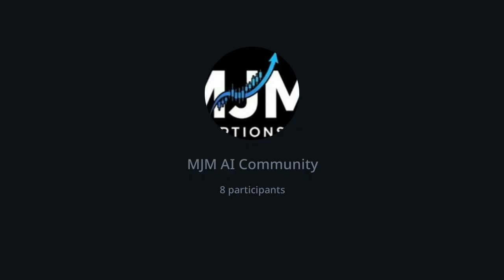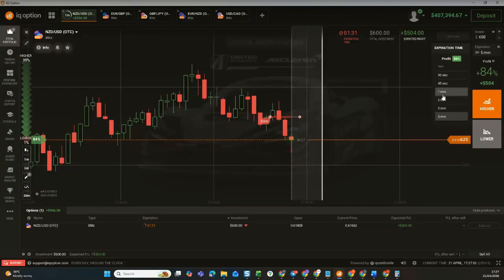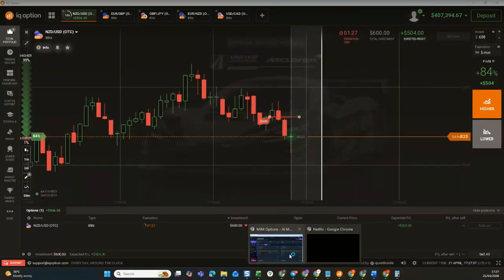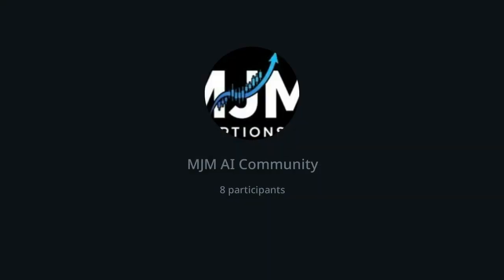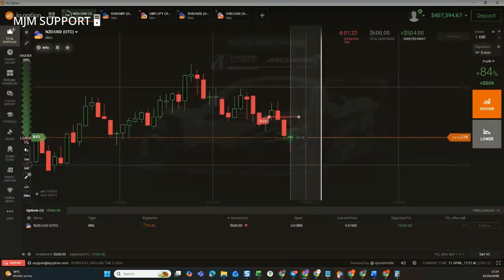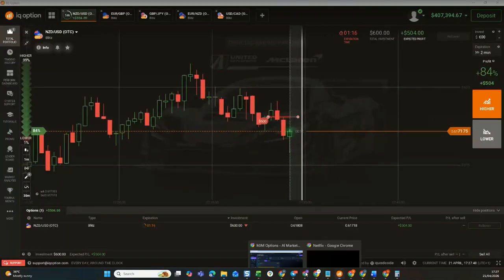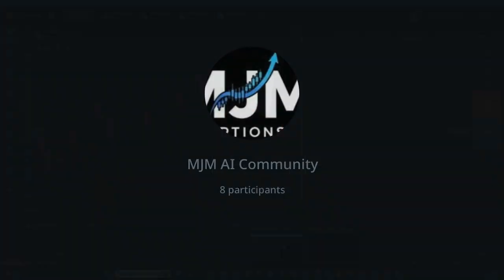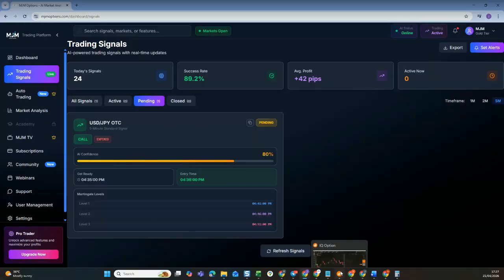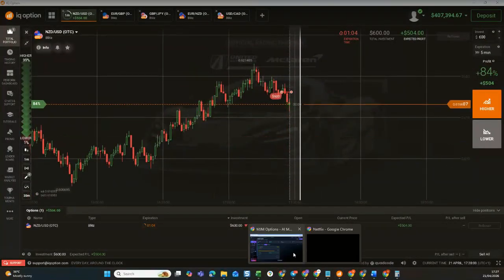Now the 1 minute, you see the 1 minute standard signal, which means that you'll be trading for 1 minute. The second one, which is the 2 minutes, you see 2 minute standard signal, which means you'll be trading for 2 minutes here. Now the third one is the 5 minutes standard signal, which means we'll be trading for 5 minutes. That is what it means. So when you see those kind of standard signals, you know what it means.